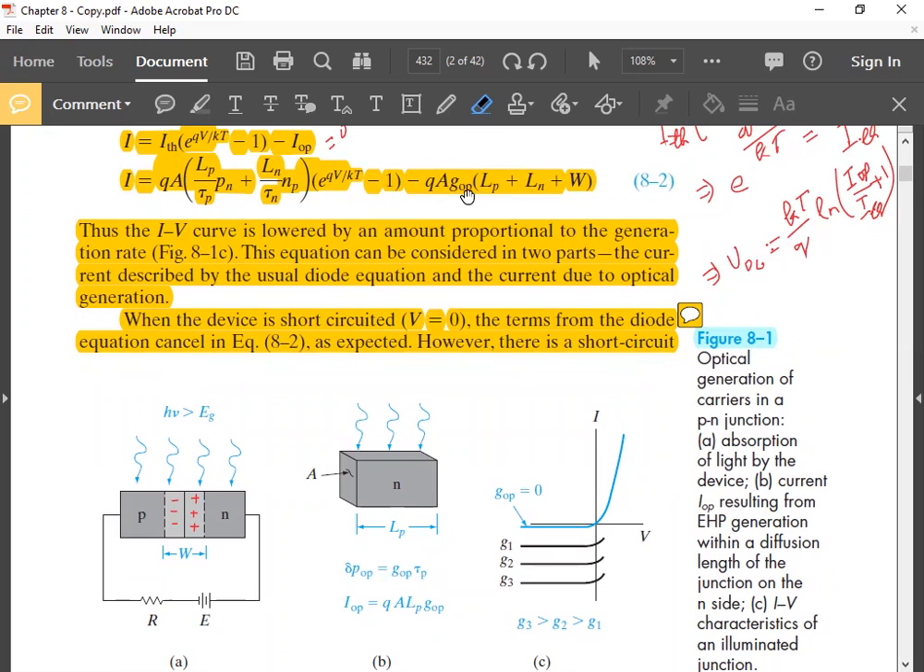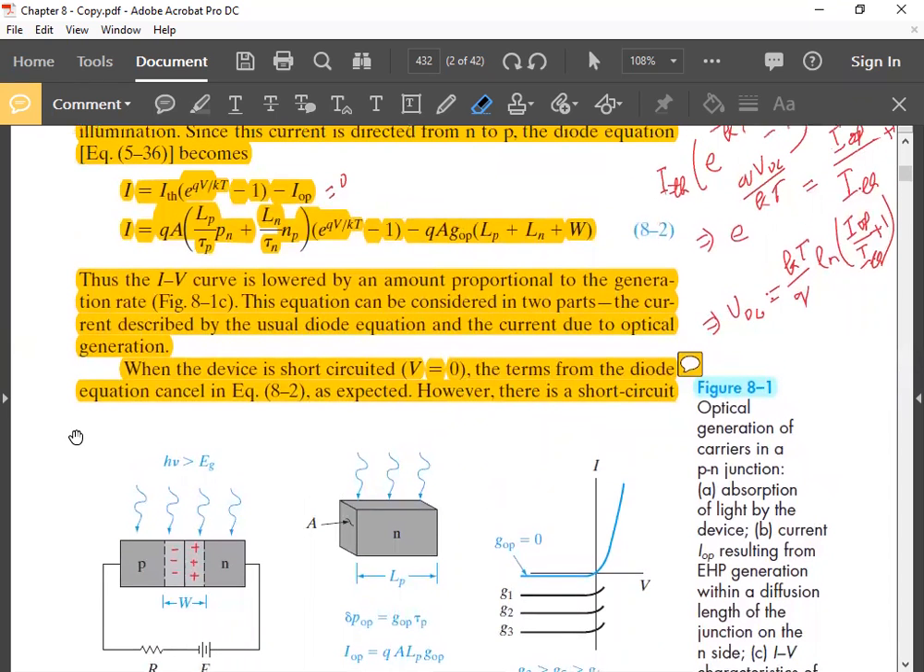Understood? So you can understand, if you increase GOP, the current will increase in the negative direction, become more and more negative. Okay. Others, have you understood this?